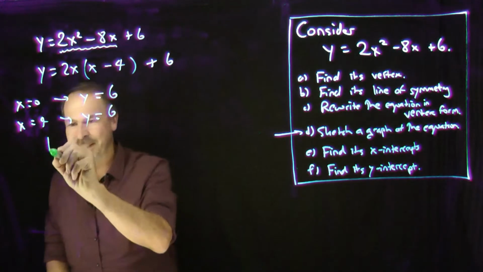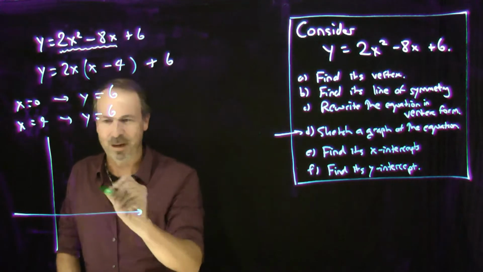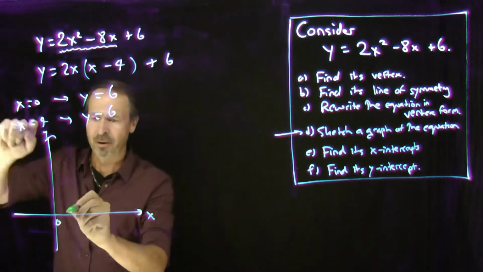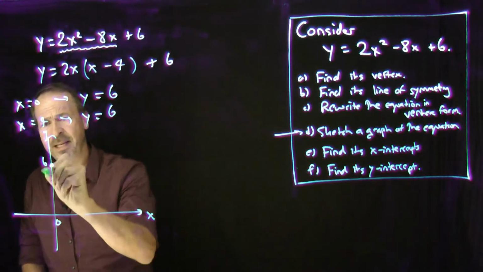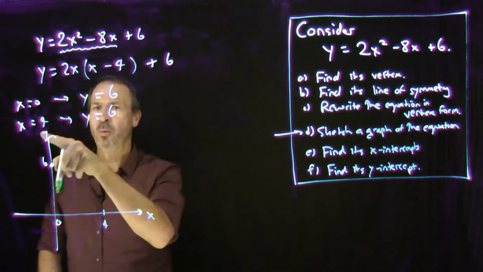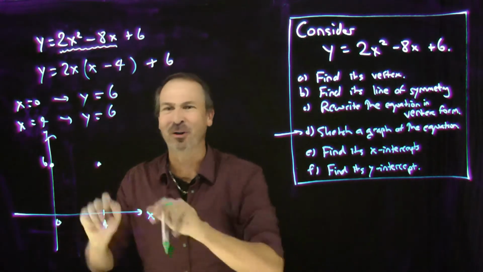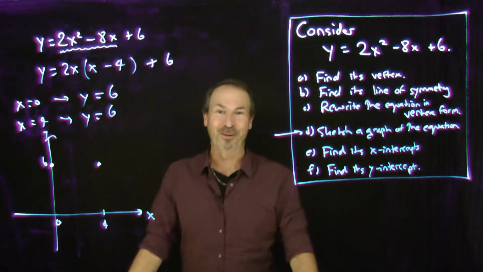So let me start graphing this thing. Let me start graphing this, something like this. X and y. At x equals 0, we have y as height of 6. And at x equals 4, y is height of 6, the same height. Beautiful. There we are. Two symmetrical points on a graph I know is going to be symmetrical.